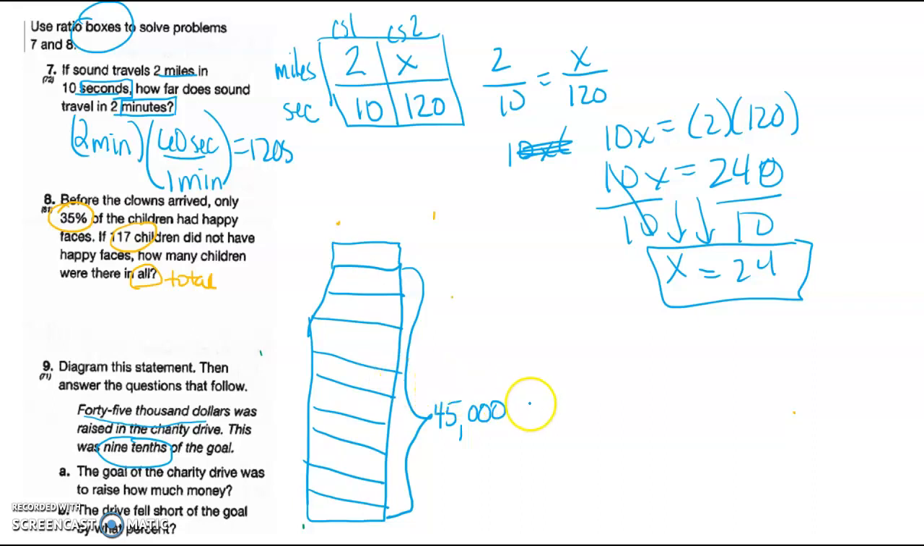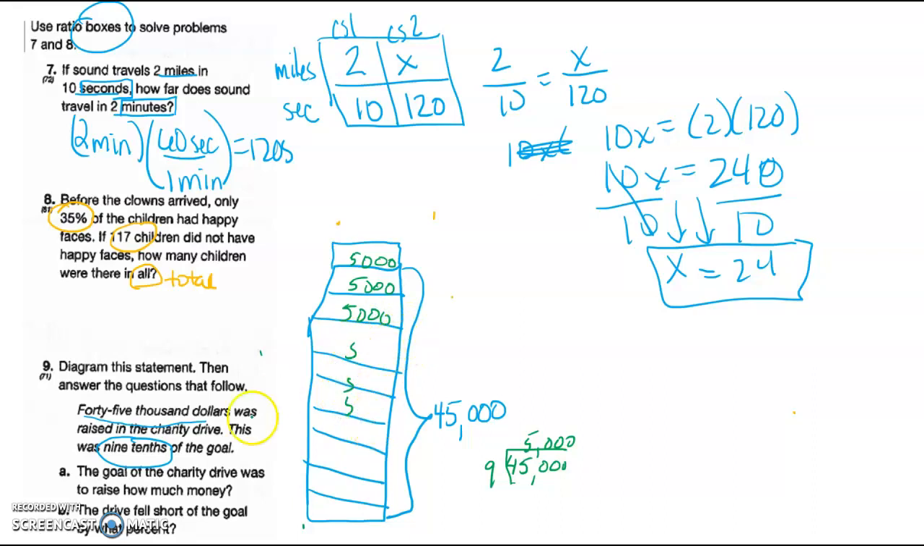So I can figure out what goes in each one of these boxes if I divide 45 by 9. 45,000 divided by 9 gives me 5,000. So each one of these boxes should have 5,000 in it, okay? And so on and so on.